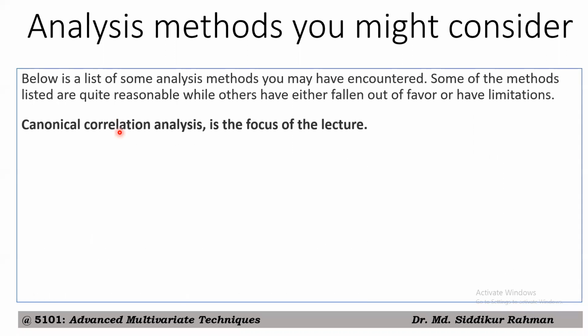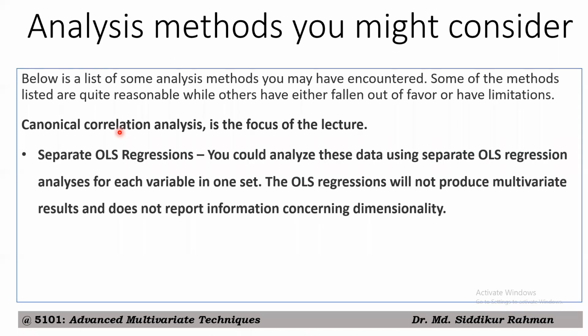Anyway, there are some other techniques, but we are talking about canonical correlation here. This is the main focus of today's lecture, but there are other techniques which might also be used to serve the same purpose you are dealing with. But definitely there is a difference between canonical correlation and the other techniques, which I'm going to tell you right now. So what are those techniques? Separate OLS regressions. You could analyze this data using separate OLS regression analysis for each variable in one set, right? And the OLS regression will not produce multivariate results and does not report information concerning dimensionality. So this is very important.